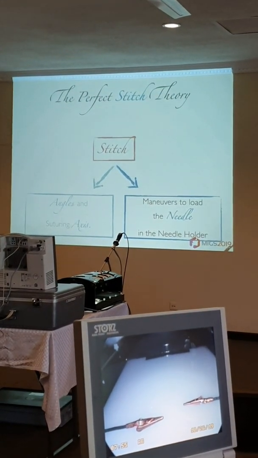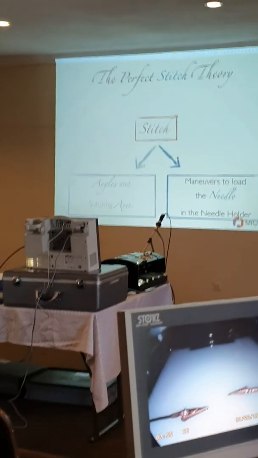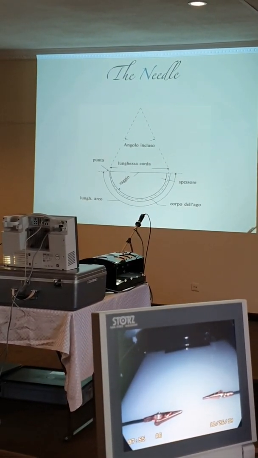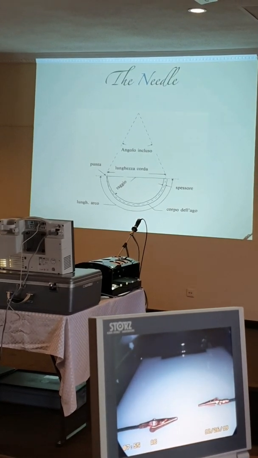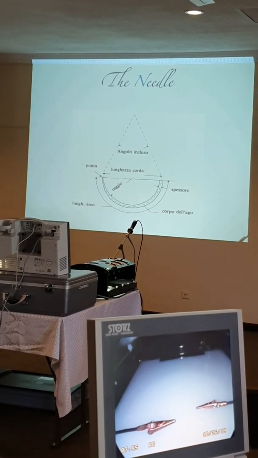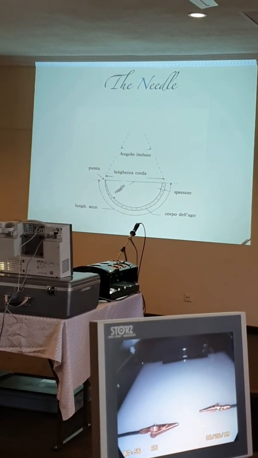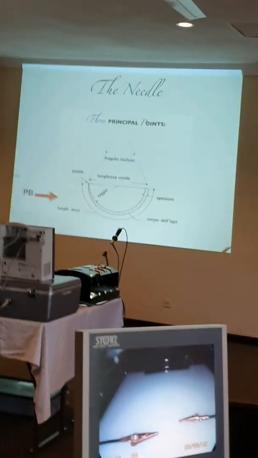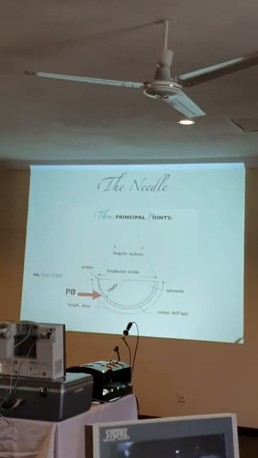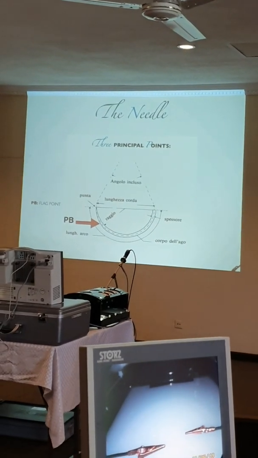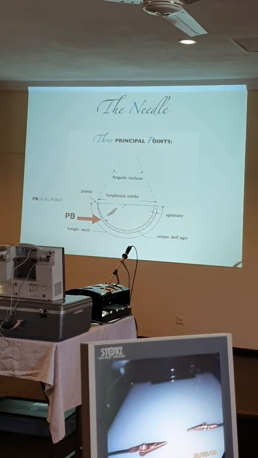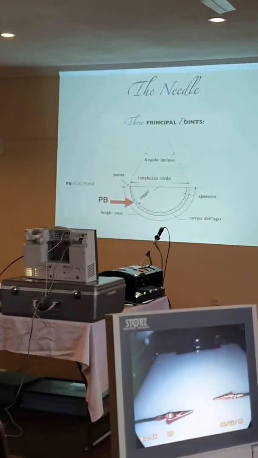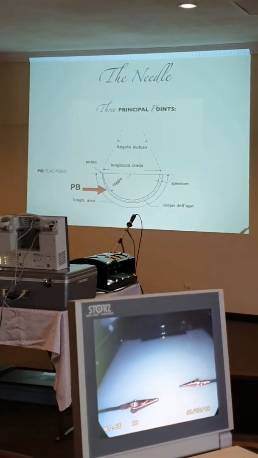And now the maneuvers to load the needle in the needle holder. I talked to you about the shape and the size of the needle. Now I talk about the needle especially. Look at the three principal points of the needle. The first point is the PB point or flag point. This point you can use to make maneuvers to make a quick suturing. I will demonstrate for you.